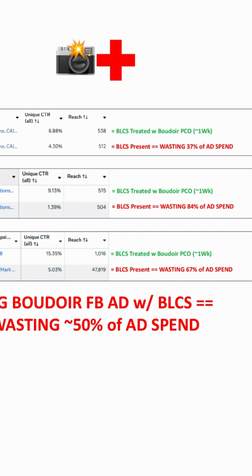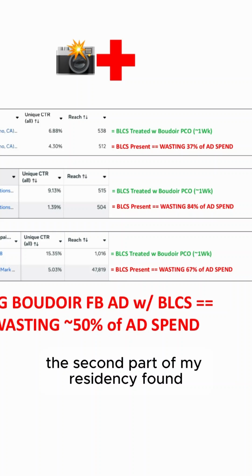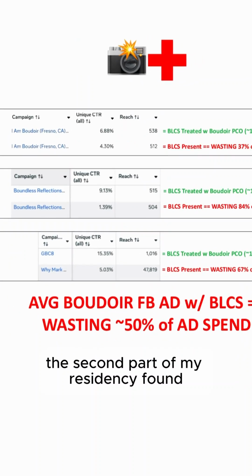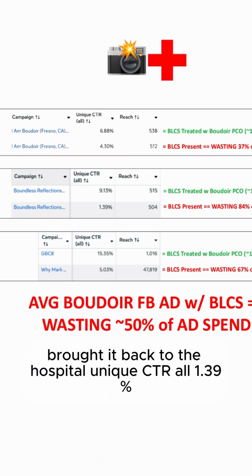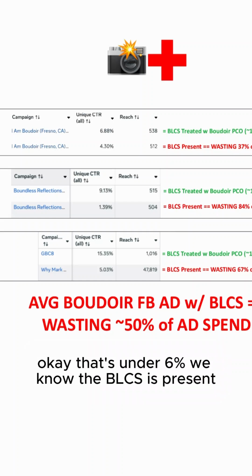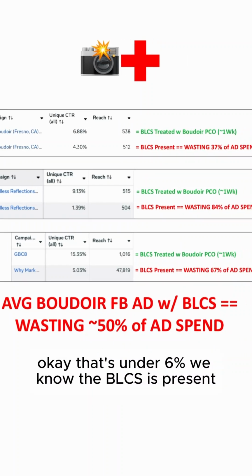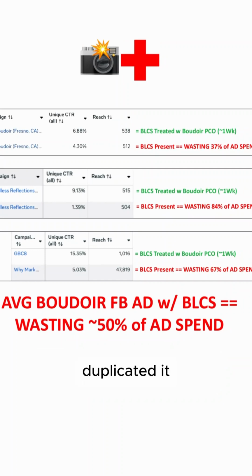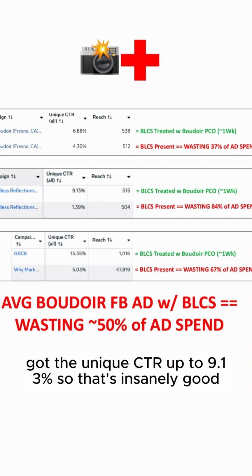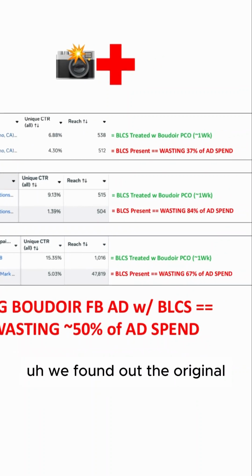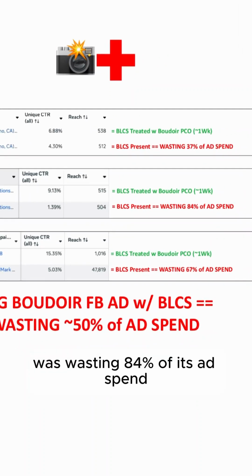Now, the second part of my residency, I found another one in the wild, a Boudoir Facebook ad, and brought it back to the hospital. Unique CTR all 1.39%. Okay, that's under 6%. We know that BLCS is present. Duplicated it, treated it with Boudoir Pico, took about a week, got the unique CTR all up to 9.13%. So that's insanely good. We found out the original was wasting 84% of its ad spend.